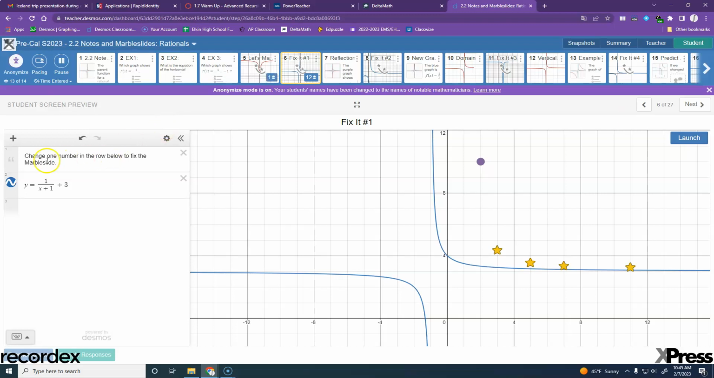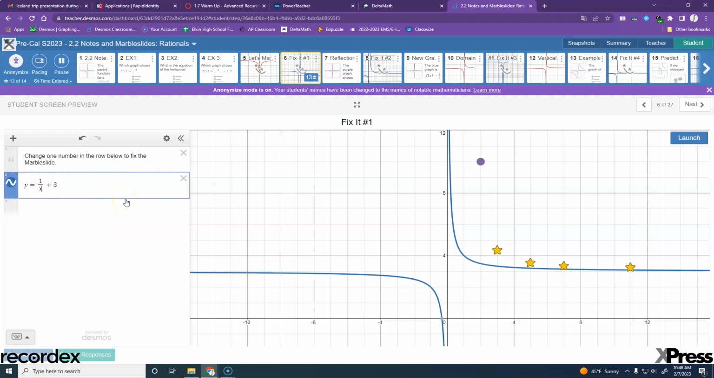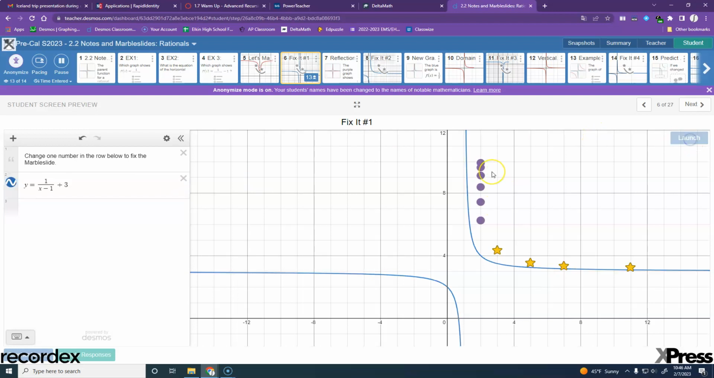So it asks us over here to change one number in the row below to fix the marble slide. So if I'm thinking about this blue graph, what do I want to do to it so that I would hit all of those right there? What could fix this? Okay, if I slide it over to the right side here, if I kind of get that blue line lined up right here, then it would help, right? So right now, I've got a +1, which moves it to the left 1. So Troy is telling me to make this a -1. Does that look better? Let's see if it works.